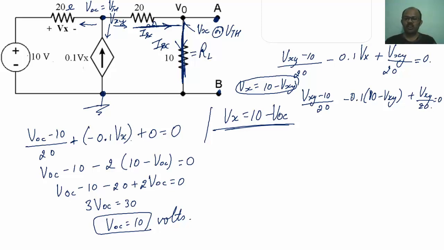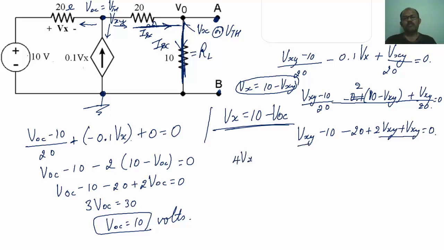Upon taking LCM, I will not be getting 0.1, directly I will be getting 2. So Vxy minus 10 minus 20 plus 2 times Vxy plus Vxy, which is equal to 0. So I will be getting 2 times Vxy, 3 times Vxy, 4 times Vxy. So I will be getting 4 times Vxy minus 30, which is equal to 0. So Vxy equals 30 divided by 4, which is equal to 7.5 volts.